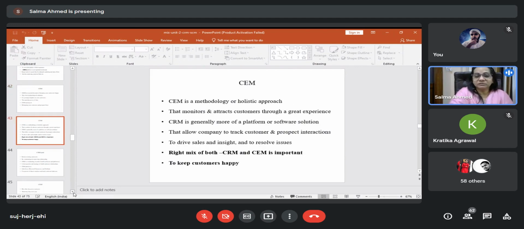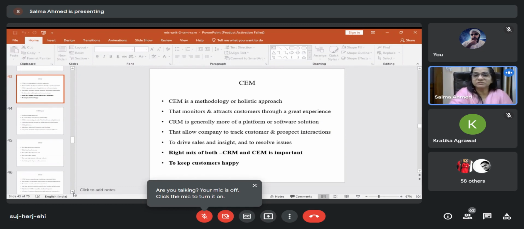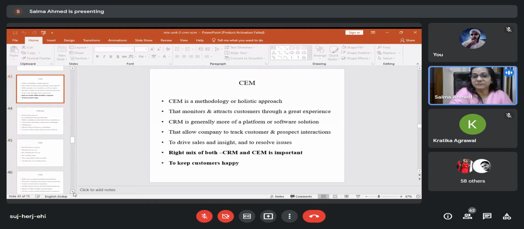Now, CM is basically a methodology, a holistic approach that monitors and attracts customers by giving him a great experience. So you feel like visiting that particular outlet again and again. So it monitors and attracts customers by giving him a good experience. CRM is generally more of a platform or software solution that allows a company to track customer and prospect interaction to drive sales and insight and resolve issues.